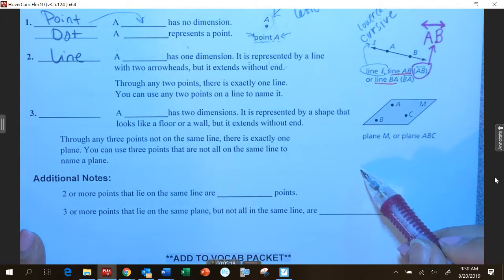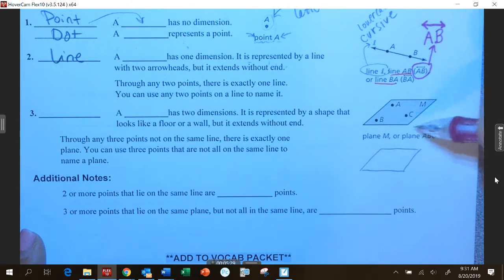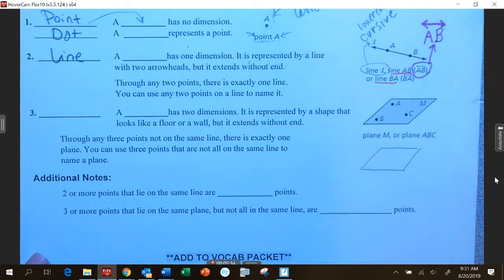If you've never drawn a parallelogram, maybe try to draw one. We're going to have to draw some in our homework tonight. So if you've never drawn one, try to draw one. And then you will see that there are 4 letters. 3 of them have dots.